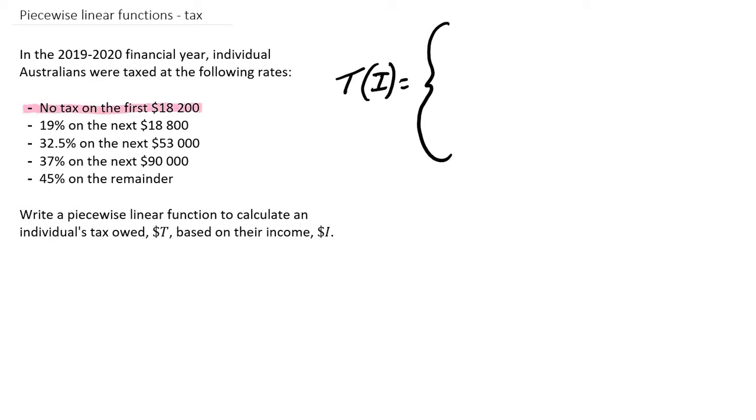The first one is very easy to work with. No tax on the first 18,200. So 0 from 0 income to an income of 18,200. Okay, nice easy first part of our piecewise function.